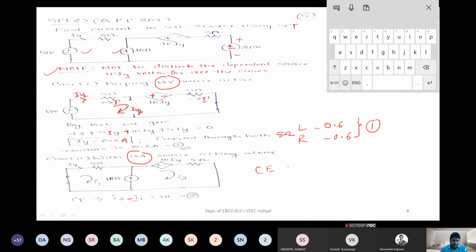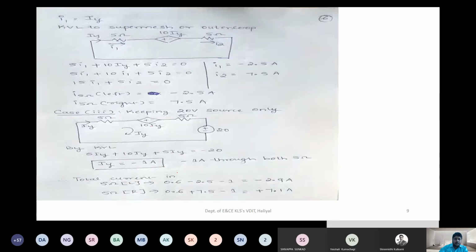If a current source appears in between two loops or two meshes, that is called a super mesh. The first step is to write the constraint equation: I2 minus I1 is equal to 10. The second step is to remove the current source and apply KVL to the entire super mesh.